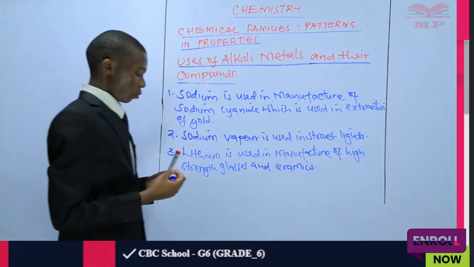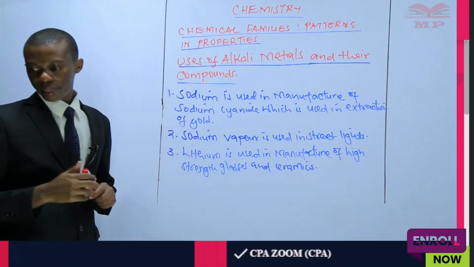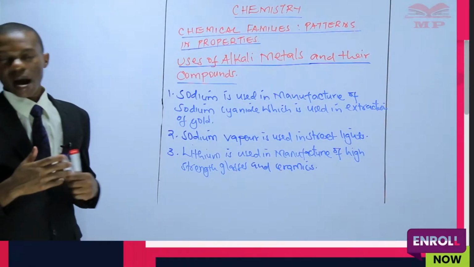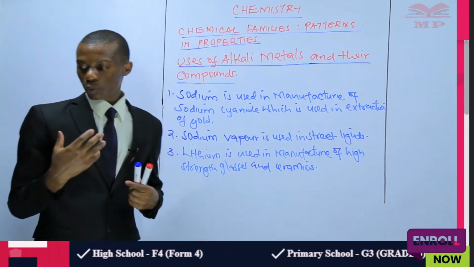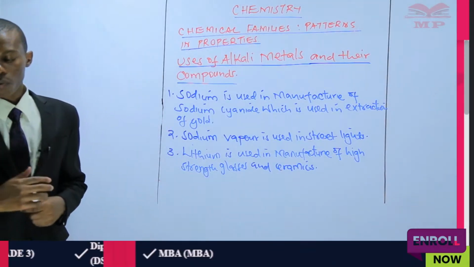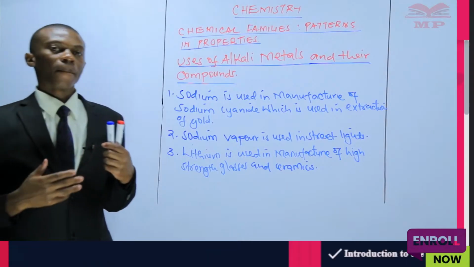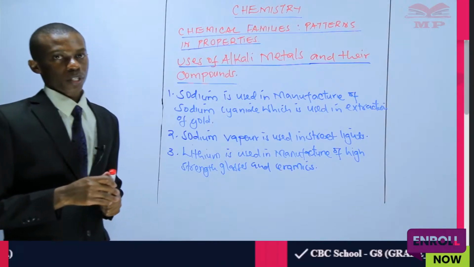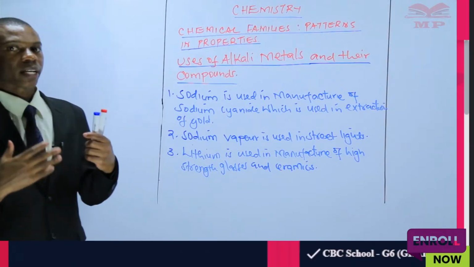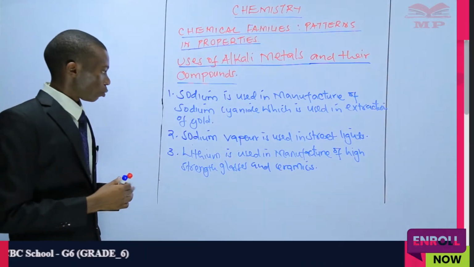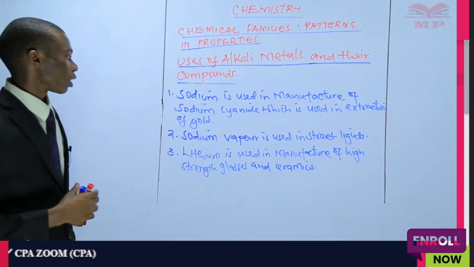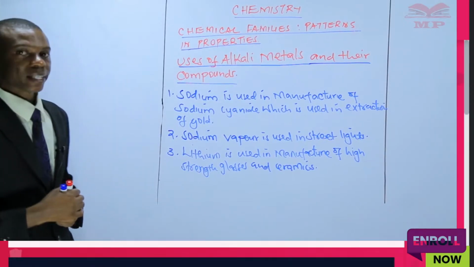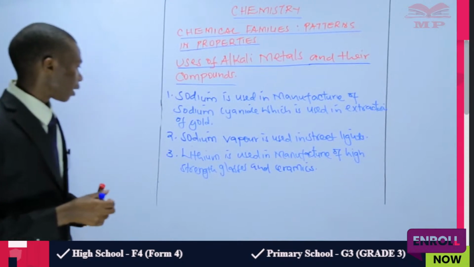I believe you know what ceramics are. These are just a hard brittle material which is produced through burning of non-metallic minerals under very high temperatures. So lithium is used in manufacture of high strength glasses and ceramics.